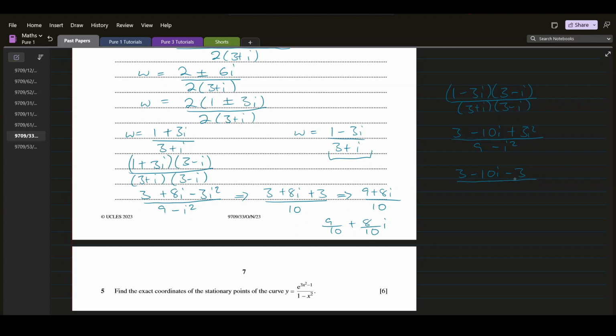And this is all over 9 minus i squared, where i squared is negative 1, so that's 9 minus minus 1, which is 9 plus 1. That gives us 10. So what you end up with is negative 10i over 10, which is simply negative i. And so therefore, our final answers would be 9 over 10 plus 8 over 10 i, and this negative i over here. Or you could write it as 0 minus i if you wanted to.